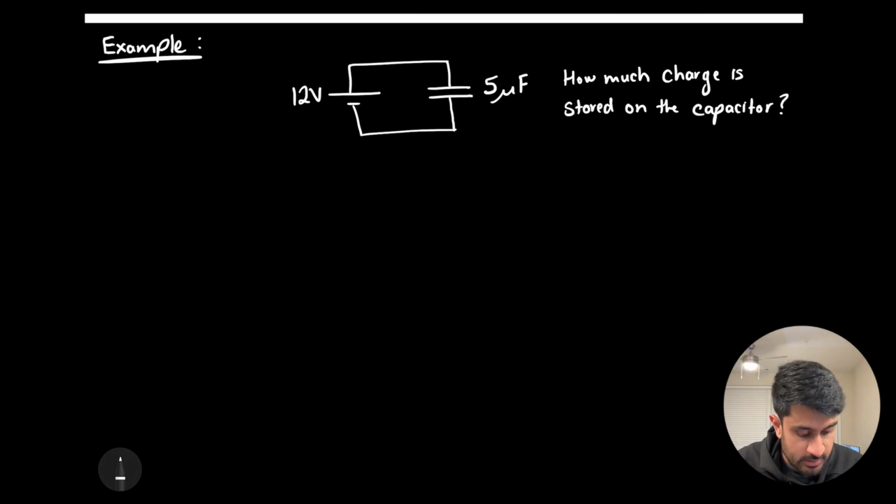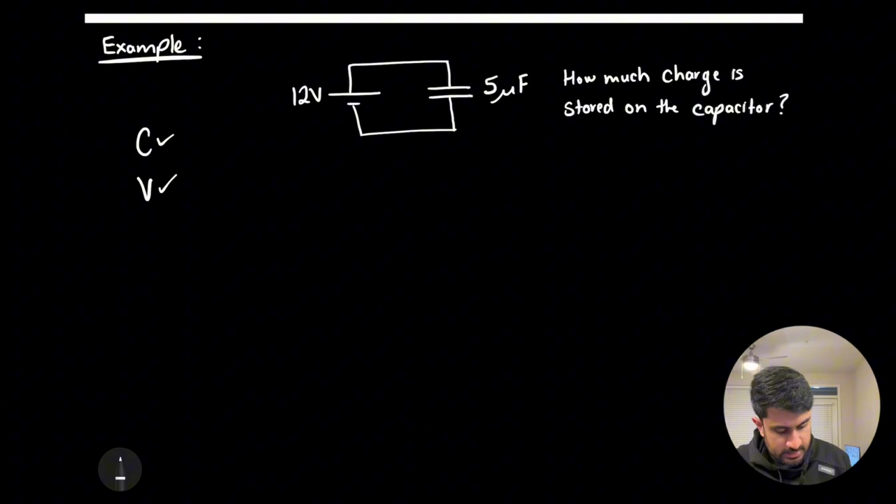Now this capacitor is connected to a 12-volt battery, meaning that the voltage across the parallel plates of the capacitor is going to be 12 volts, as we know. We need to calculate how much charge is specifically stored on the capacitor. So what are the equations that we know and what is really relevant in this case? We know the capacitance, we know what C is, we know voltage, we can check that off, and we need to know what is the charge.